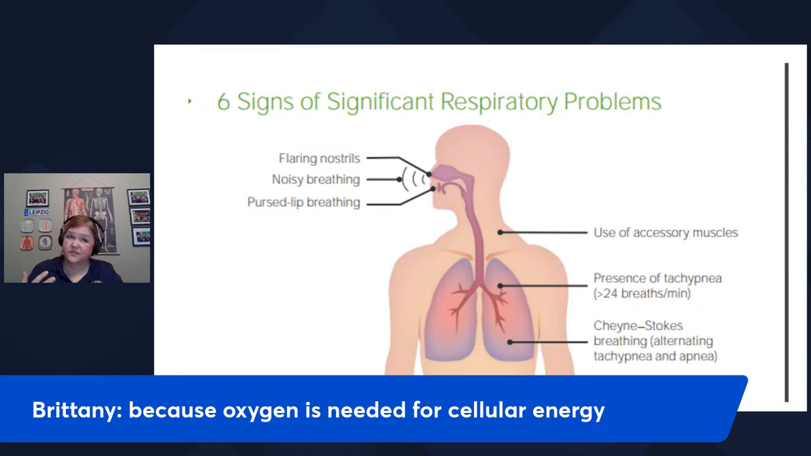Their mouth might look funny. They might be doing pursed lip breathing. If they're using these muscles here, they're literally trying to raise their chest wall so they can get more air in. All of these are dangerous signs. You're going to need to intervene and do something to help this patient. This could be a real emergency.